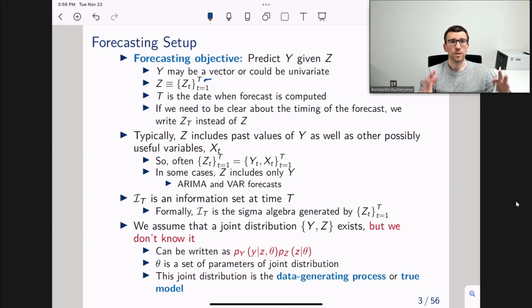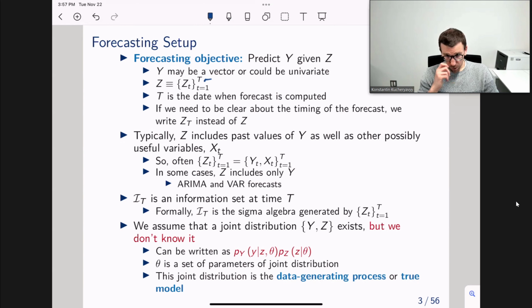We usually include into Z past values of Y and possibly useful variables X_t. So our Z_t is this whole set of observations that we have at time t. For example, a usual example where Z doesn't include any X, but includes only Y, would be autoregressive processes, autoregressive integrated moving average, ARIMA, or vector autoregressive forecasts.